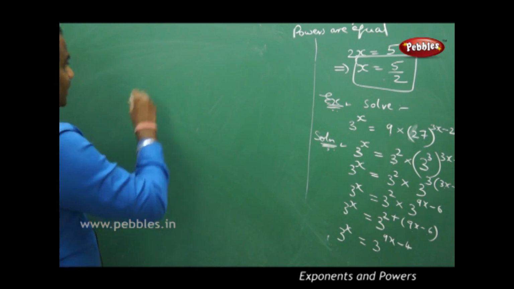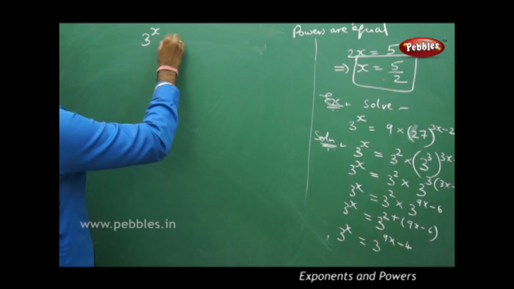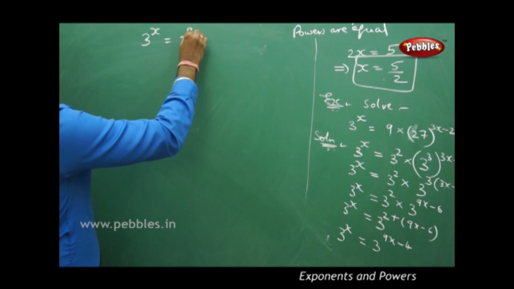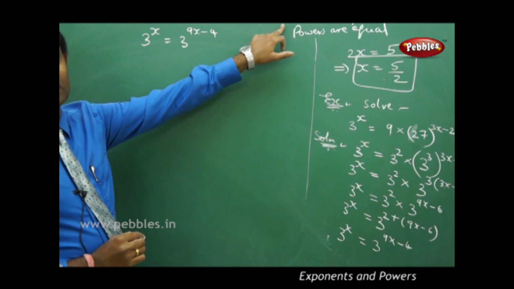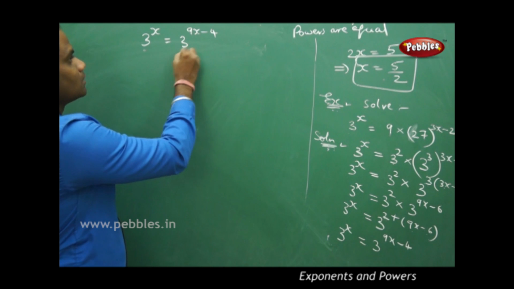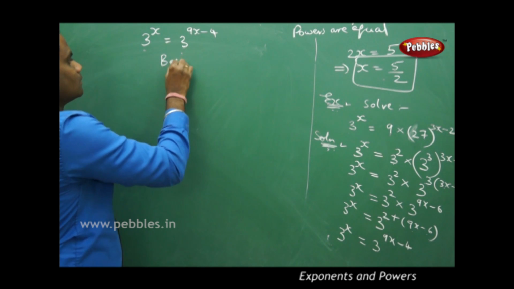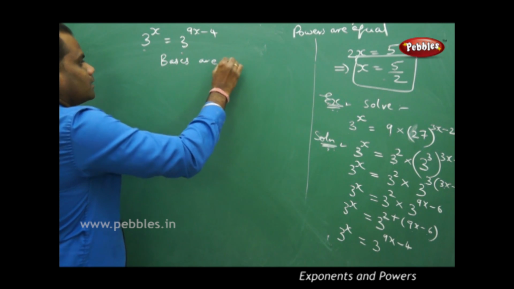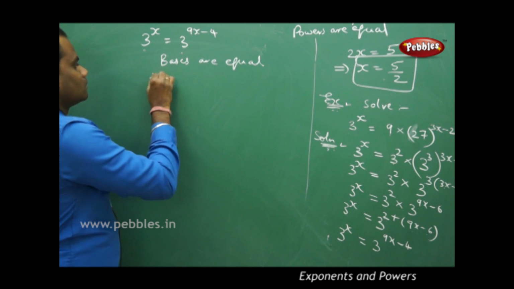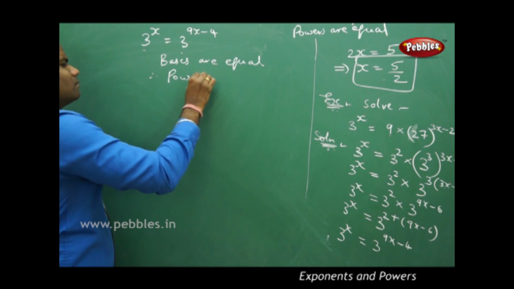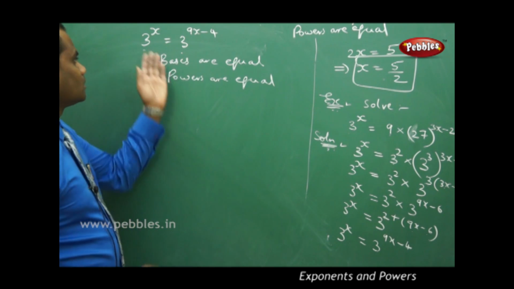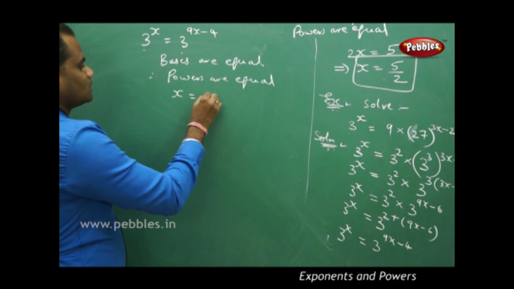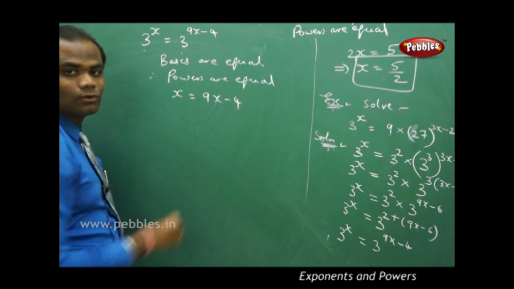So from there I get this to be reduced to the above formula, which says that a power m is a power n implies m equal to n. So when the bases are equal, the powers are equal. Here bases are equal, therefore powers are equal. And what are the powers here? x is equal to 9x minus 4.